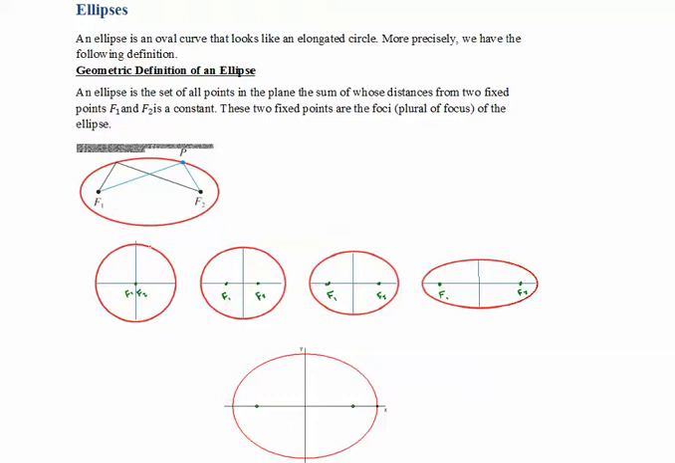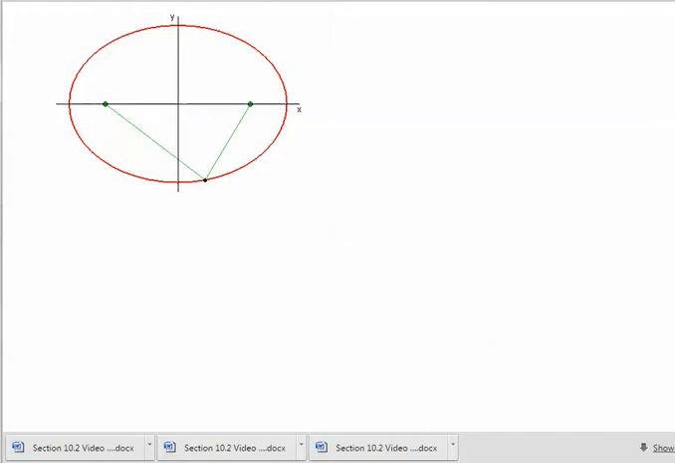Okay, and so the geometric definition suggests a simple method for drawing an ellipse. You can place a sheet of paper on a drawing board and insert two thumbtacks at the 2 points that are to be the foci of the ellipse. So let's see this animation. So here are the thumbtacks, and you have a string and a pencil on a paper board.